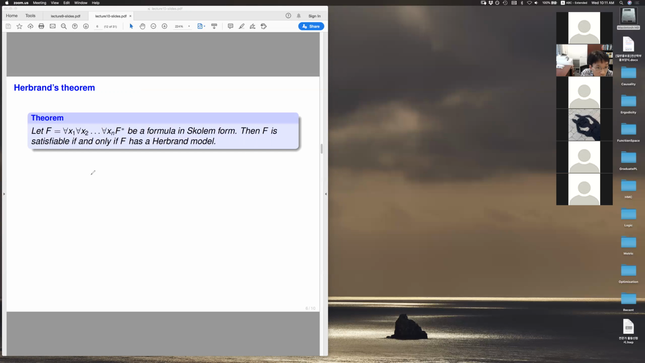Okay, and as I said, satisfiability of F means that there are lots of structures which we can choose, and there is some structure that satisfies this formula. But among all these structures, Herbrand models or Herbrand structures are a subset. It's a specific kind of structure, a very small subset.